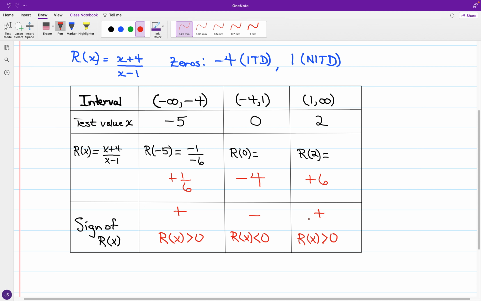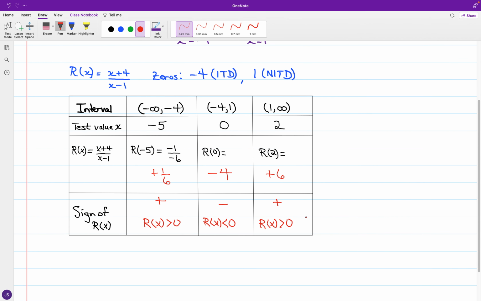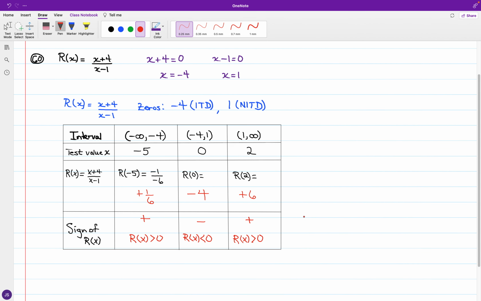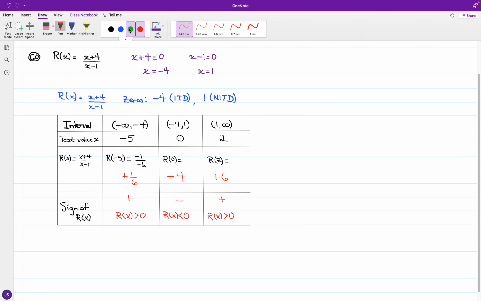All right, now for what we have in the case of the inequalities, especially when we get to the equal to statements, we'll be stressing which zeros will be in the domain as well as those that will not. So -4 is in the domain of this rational expression. 1, on the other hand, is not.